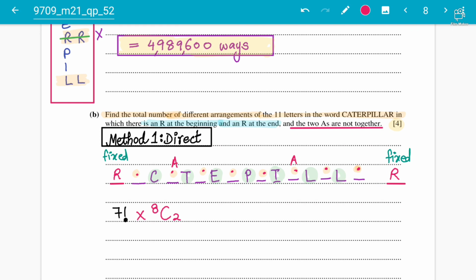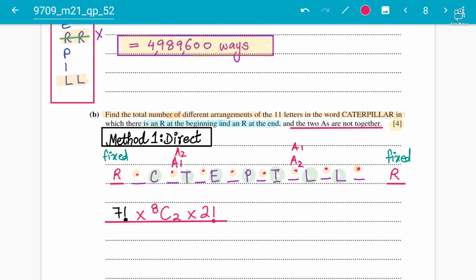So 8C2, and the other thing will be that they can change their places. You can call them with names A1, A2. They can change their places as well. So 2 factorial for them, okay, students, because they can change. Let's say you can say A2 here and A1 here. So they can change their places, and that is why the 2 factorial for them.